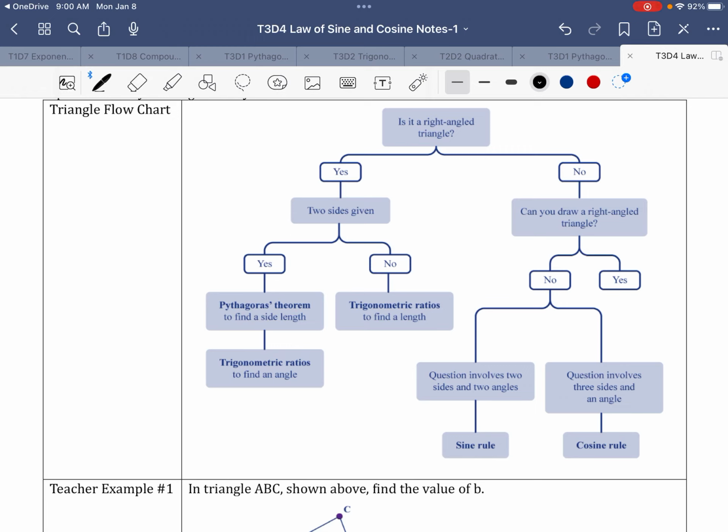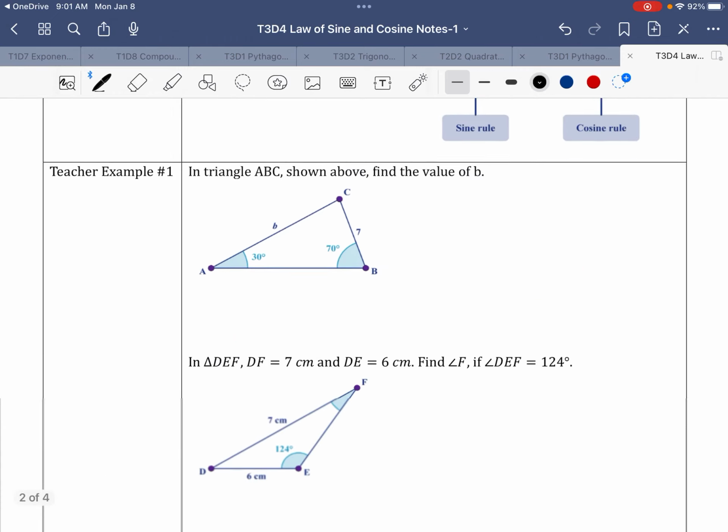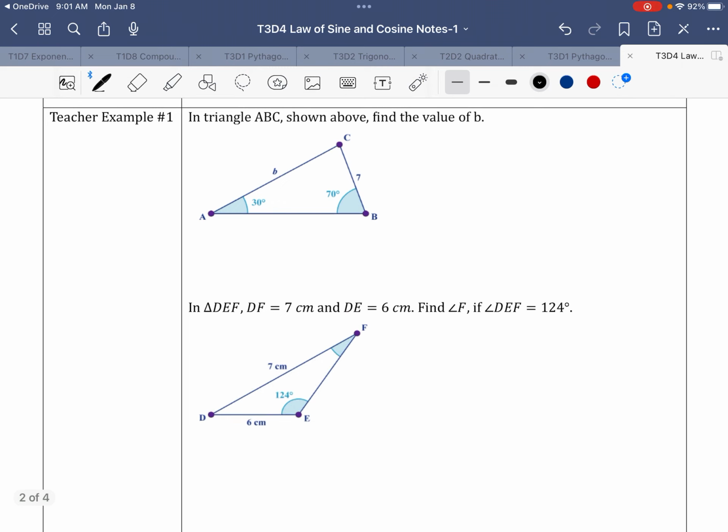If it is not a right triangle, can you draw a right triangle from it? If yes, then create your right triangle and then do your right triangle methods. If not, and the question involves two sides and two angles, you should think about your sine rule. If it involves three sides and an angle, you should think about your cosine rule. These are just guidelines to help guide your thought process in what method makes the most sense going forward. So here's our first teacher example.